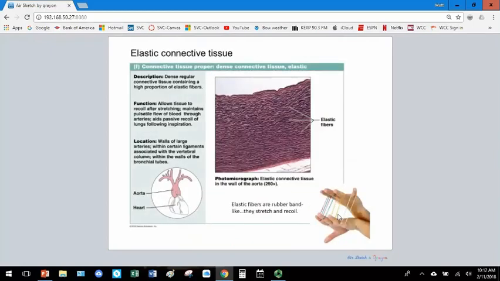And you can see this here. This is the wall of the aorta right here. And look at all these elastic fibers in there.